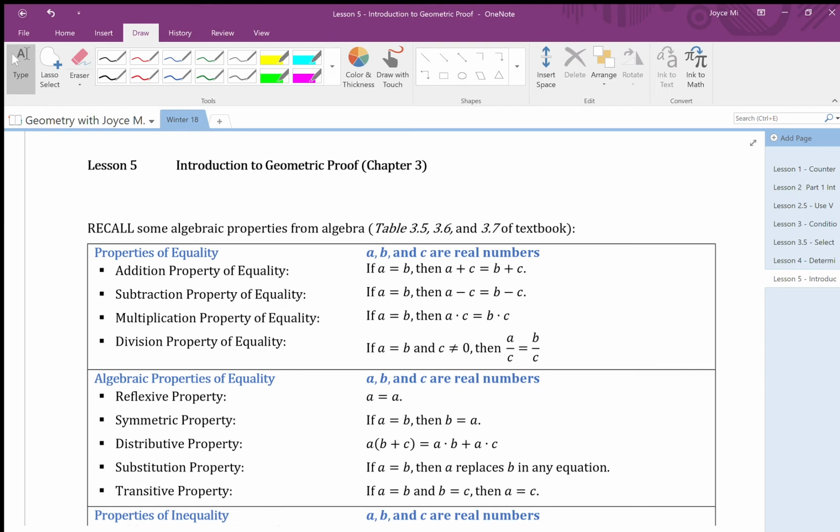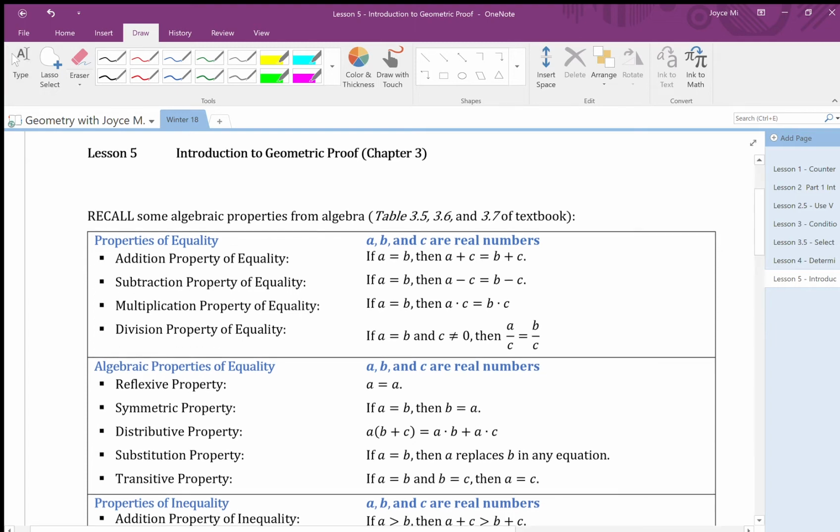Hello, in this lesson, I'm going to introduce you to geometric proof. Before we start, let's do a little review of the algebraic properties you learned in your algebra classes.